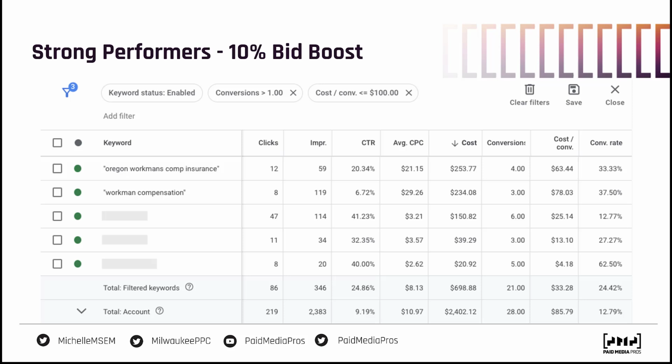Now you might be asking, if some of these keywords are well below $100, why wouldn't you give a more aggressive bid boost? That's because we want to incrementally work our way up to the point where we're getting as much volume as possible while maintaining our target CPA. If we all of a sudden give these keywords a 100 or 200% bid increase, we might all of a sudden blow out the budget, not see the conversions come through, and now we're way over our CPA target. So instead, we want to incrementally get there and have a more conservative growth approach for these keywords.